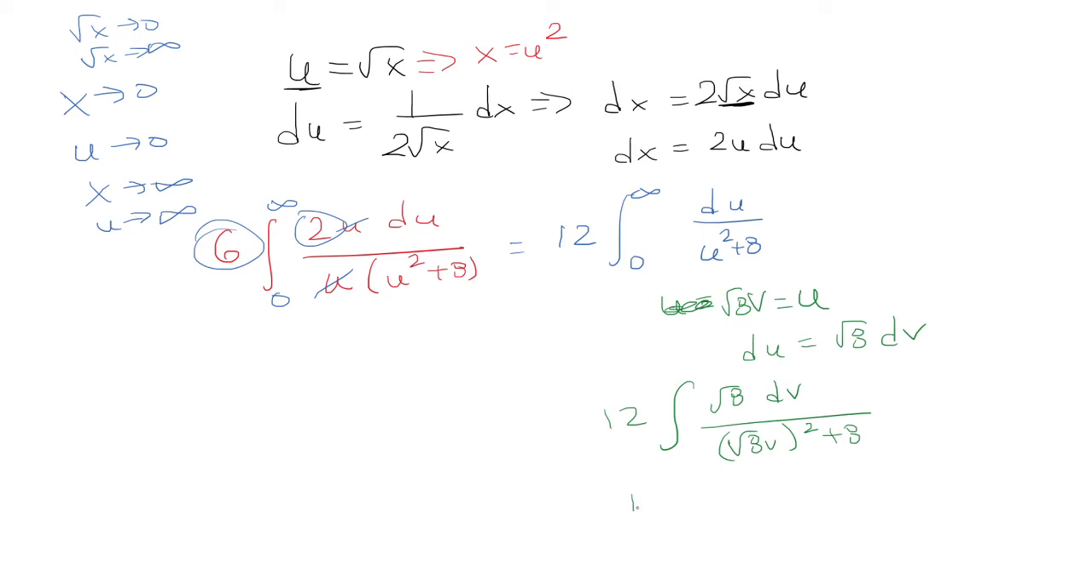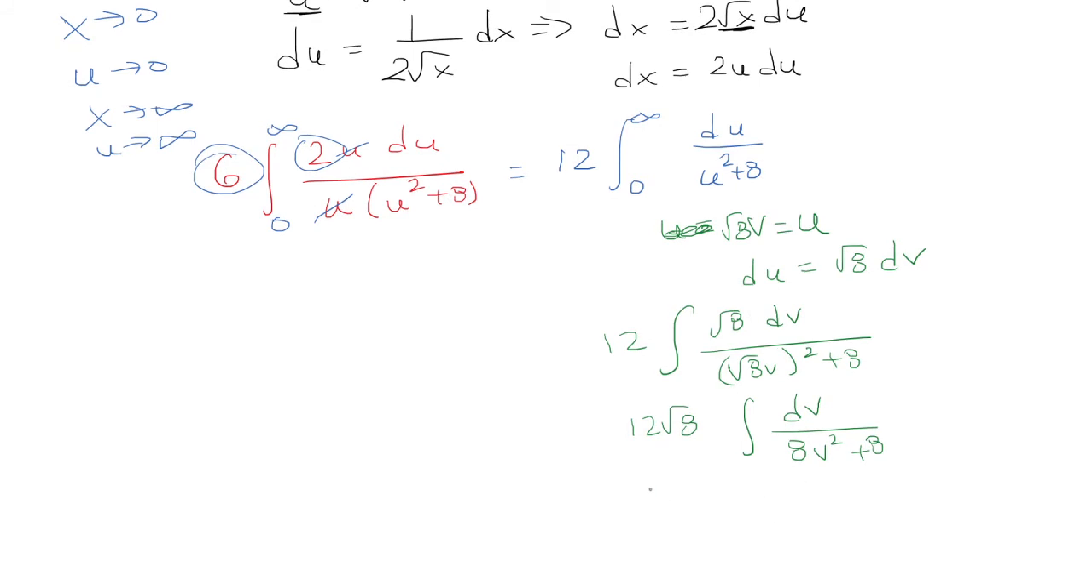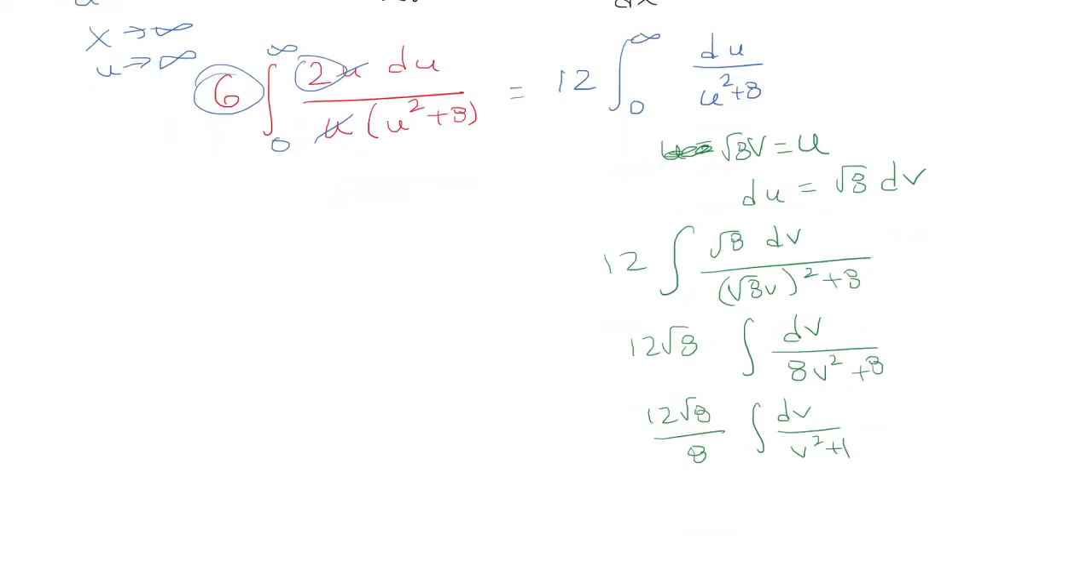Now I can pull out the root 8. I have dv over root 8 squared is 8, v squared is v squared. And at this point I can factor out the 8. So that'll be 12 root 8 over 8. And then we'll have dv over v squared plus 1. Notice I haven't changed the limits, so I can do that quickly. As u approaches 0, root 8v also approaches 0. And as u approaches infinity, root 8v also approaches infinity. So actually the limits here never change.